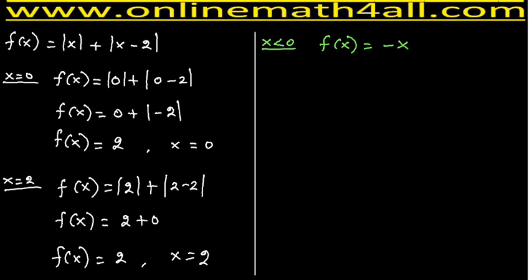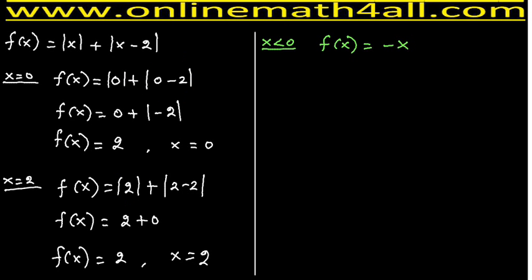So here when x is less than 0, the sign of the term inside the first absolute value is negative, because we just have x in the first absolute value. If x is less than 0, its sign will be negative. So I take the term inside the absolute value with a negative sign, that is negative x.